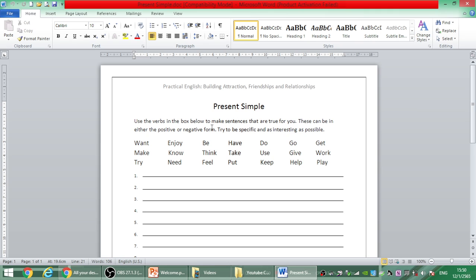Okay. Your task is to use the verbs here, or you can use your own verbs if you like. These are just very common verbs that are used, but you don't have to use them if you have other verbs you want to use. So use the verbs below to make sentences that are true for you. These can be in either the positive or negative form. Try to be specific and as interesting as possible.